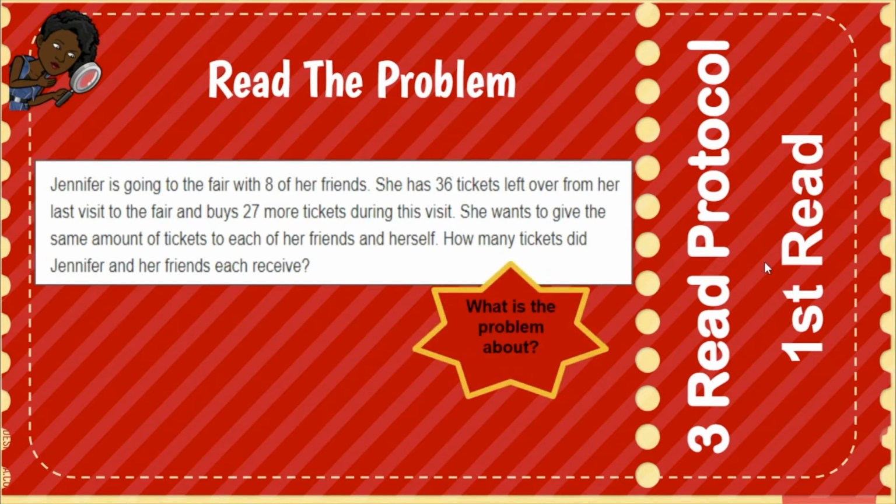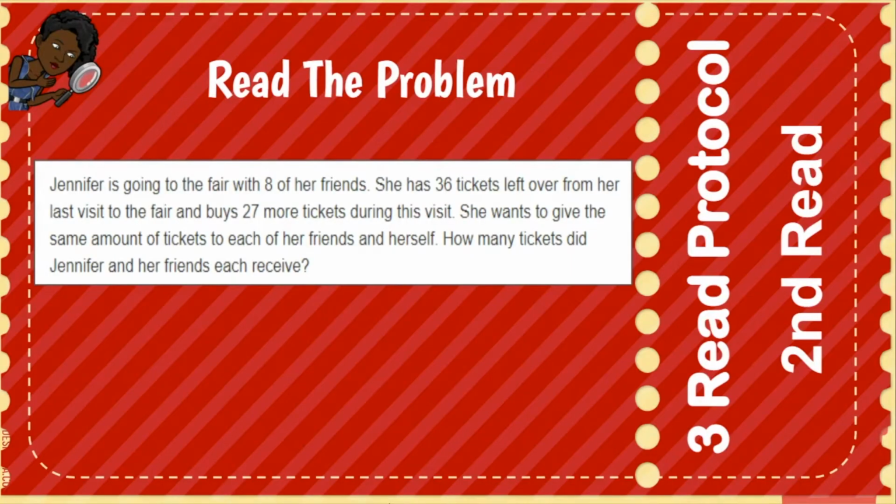So let's think about what this problem is about. After reading this problem, I imagine Jennifer is going to the fair with 8 of her friends, so there are 9 people in all. The last time she went to the fair, she had 36 tickets left over. This time she went to the fair, she bought 27 more tickets. She wants each of them to receive the same number of tickets, including herself.